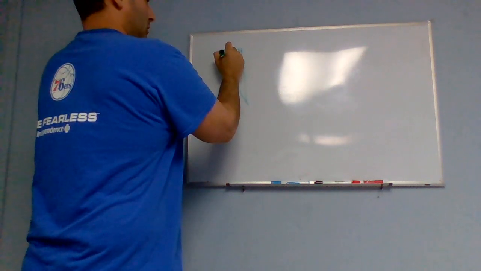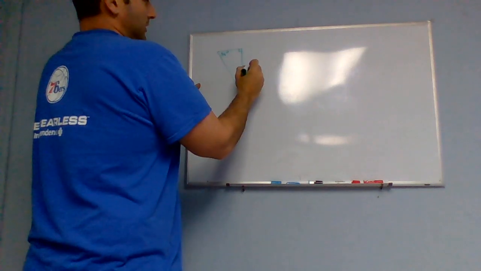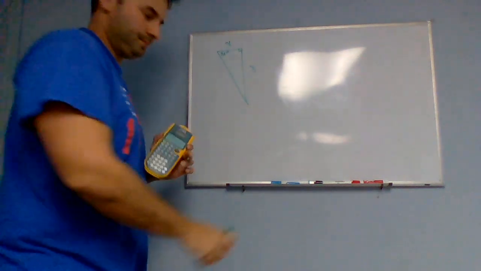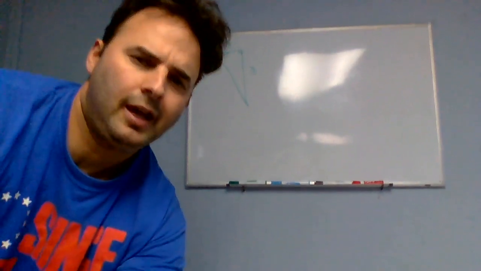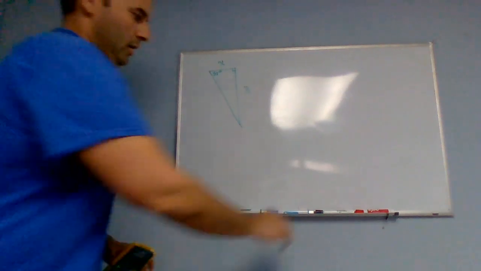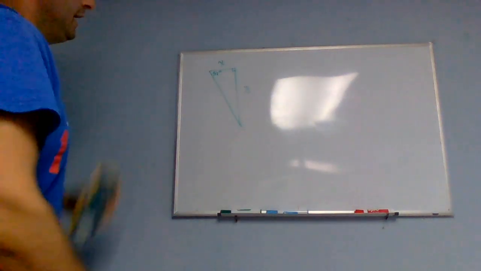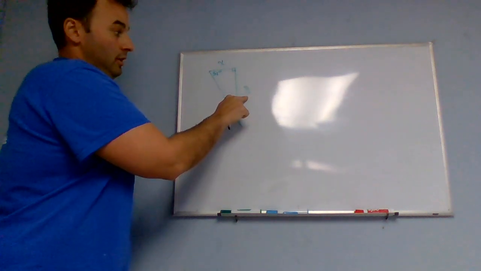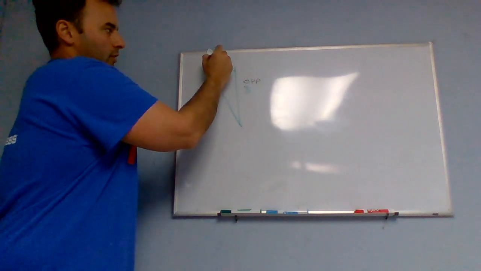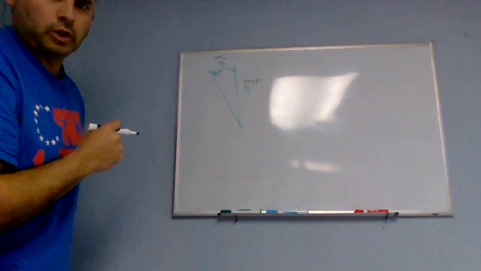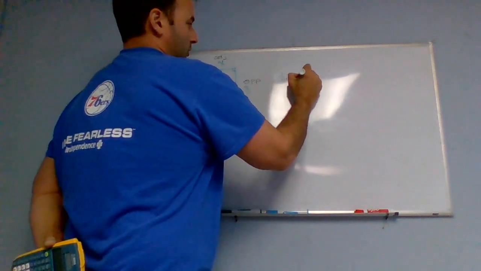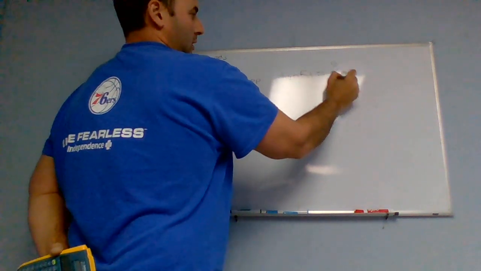Let's call this 51 degrees. And let's say this is 8, and that's x. Okay? Hopefully you can see that. Let's zoom in on the problem. So let's think. In relation to 51, this is opposite. In relation to 51, this is adjacent. Which trig function is opposite and adjacent? Tangent. So the tangent of 51 is 8 over x.